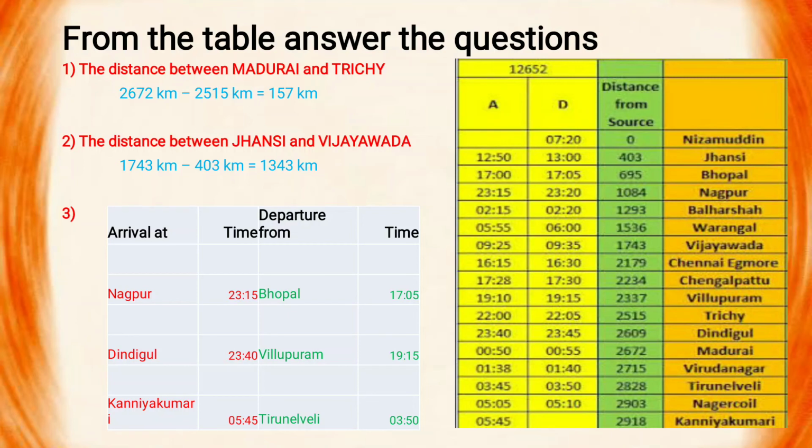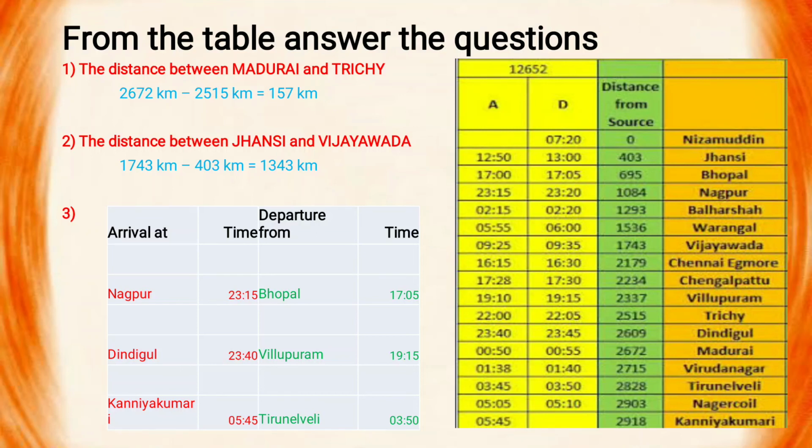The second question is to find the distance between Jhansi and Vijayawada. Here the Vijayawada distance is 1743 km. For Jhansi the distance is 403 km. Just subtract, you will get the answer as 1343 kilometers.